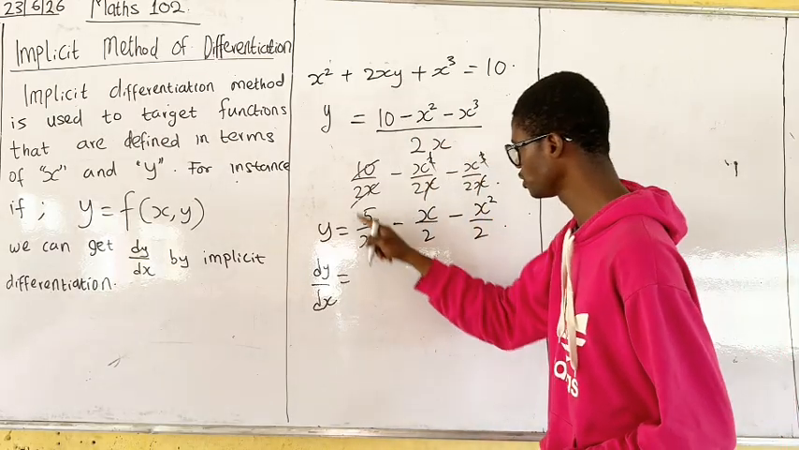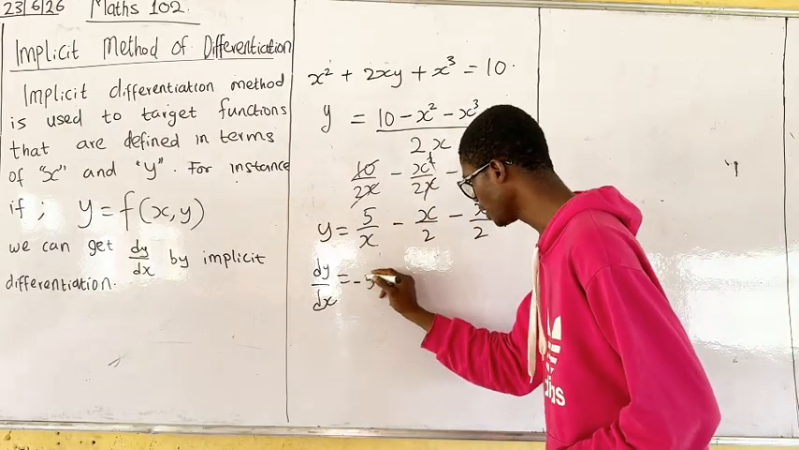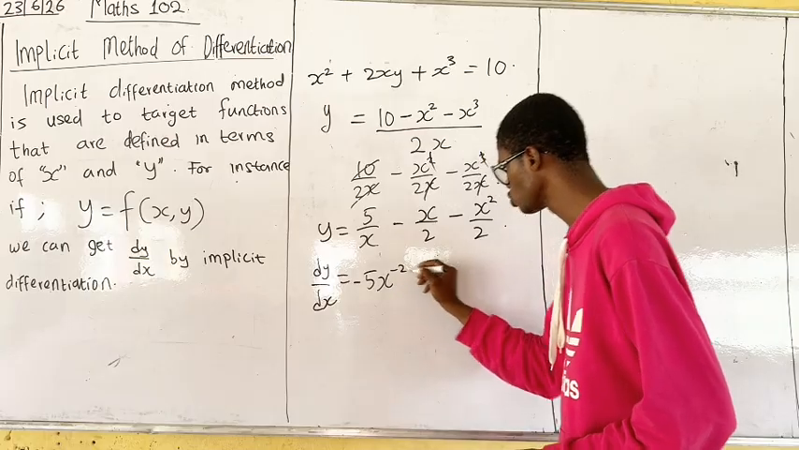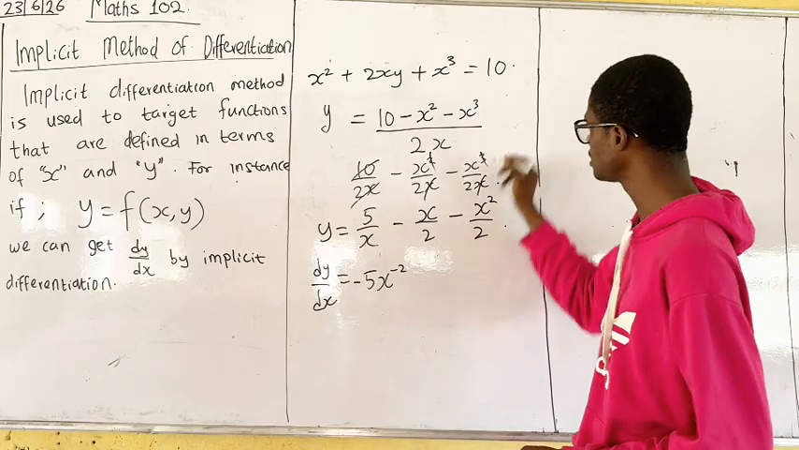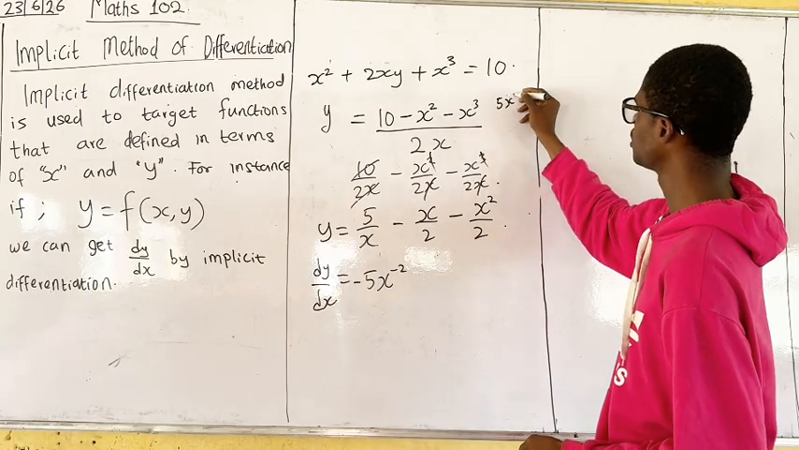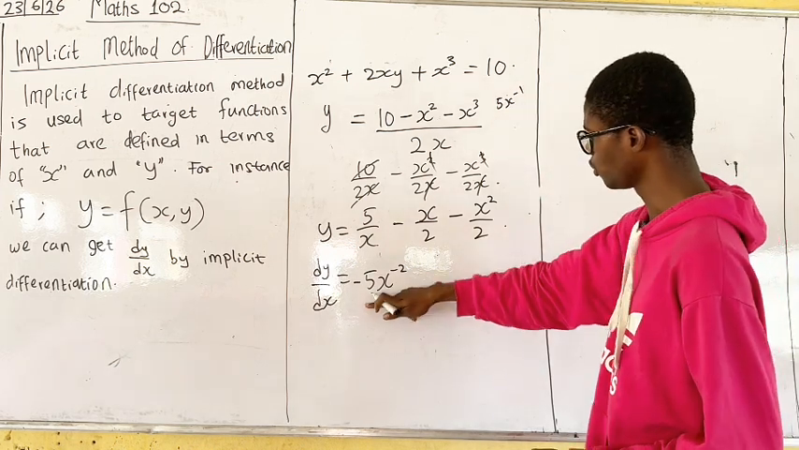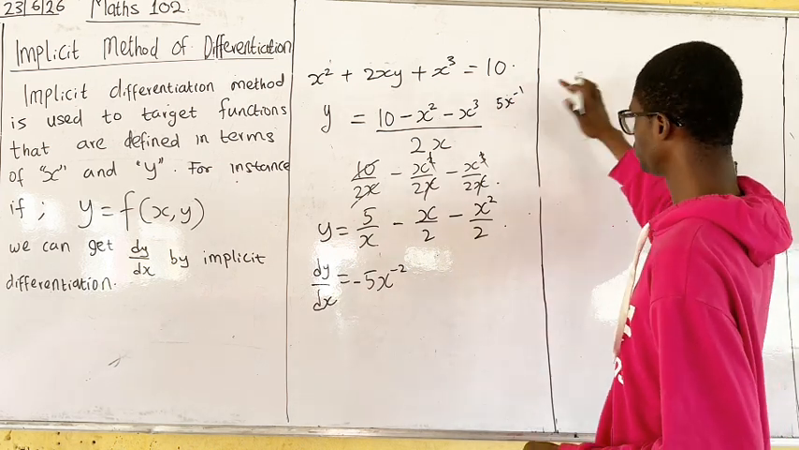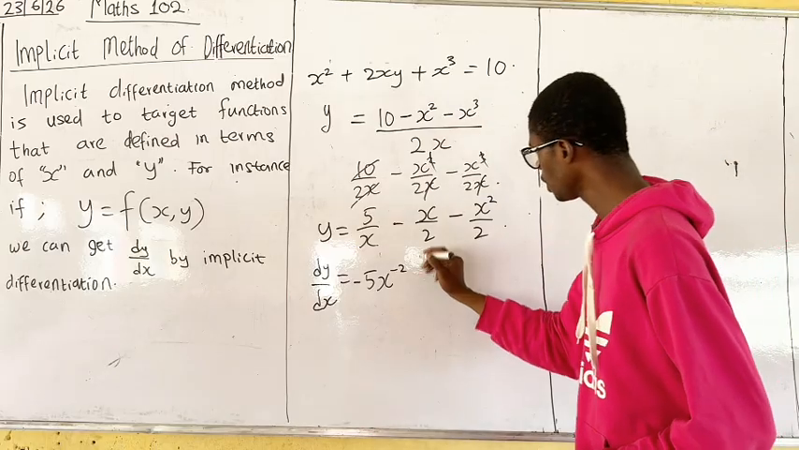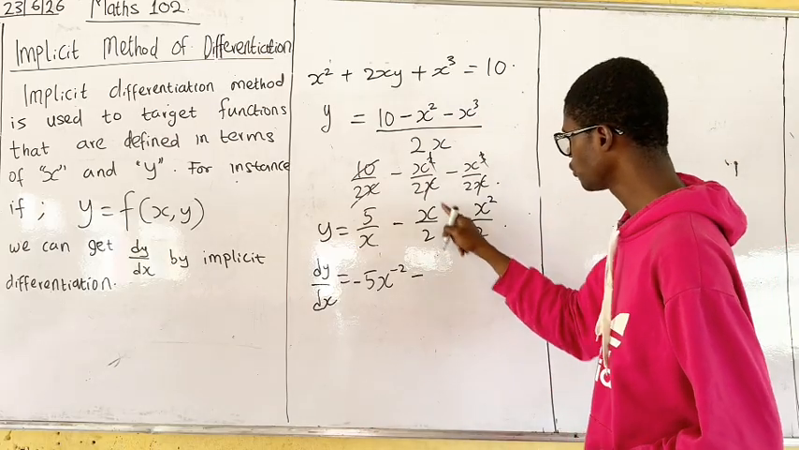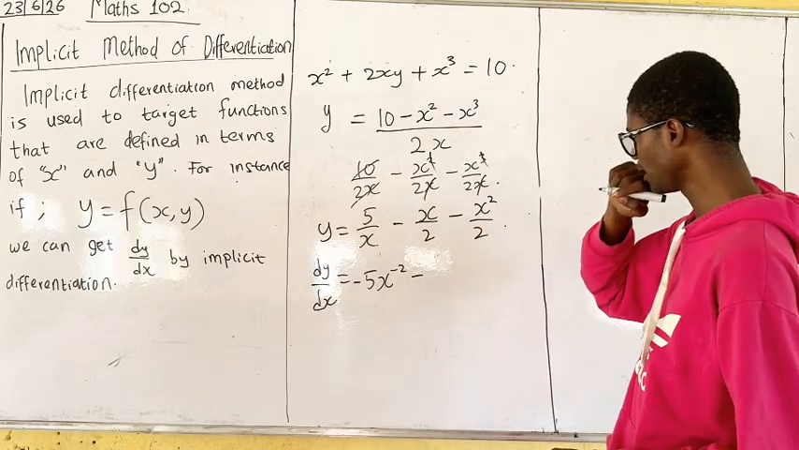It will give you what? If you differentiate this, it will be minus 5x to the power of minus 2, because this is x inverse. I can write this as 5x raised to the power minus 1. So if I differentiate it, the minus will come forward, right? Then the power will be reduced by 1.